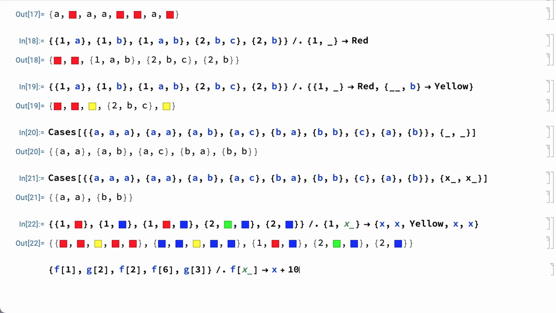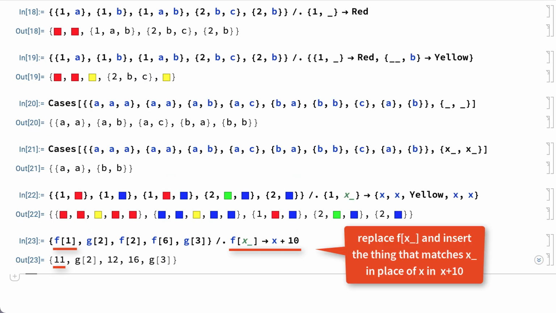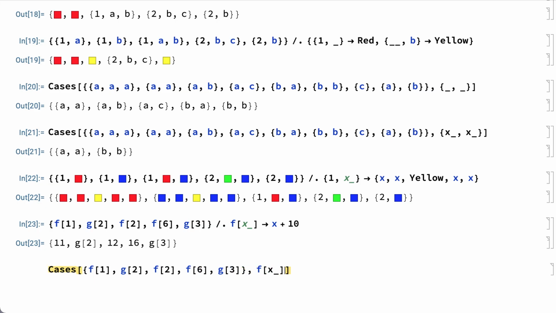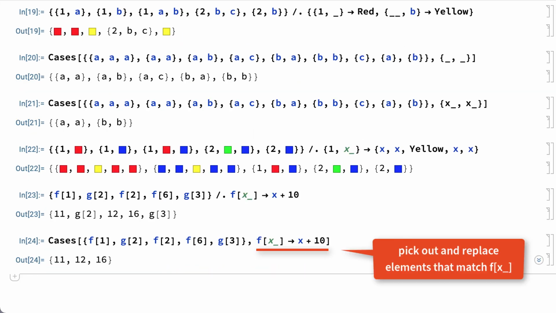This uses a replacement rule that replaces everything that matches f of x blank with x plus 10. The second argument in the cases function can also be a replacement rule rather than just a pattern. When the second argument is a replacement rule, that rule is applied to matching elements. For example, this picks out elements that match the pattern f of x blank and replaces them with x plus 10, and leaves out elements that do not match f of x blank.